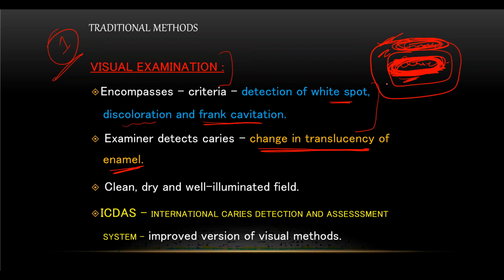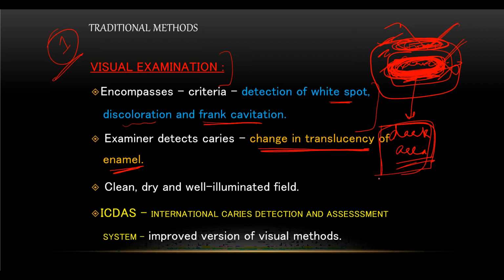And because of this reason, when you put the light over the tooth, the sound tooth structure is able to transmit the light, whereas your carious part is not able to transmit the light, which is why the carious part is seen as a dark area. Because of the change in translucency, the refractive index of the carious part changes, so it is not able to transmit the light, and this area is visualized as a dark area.